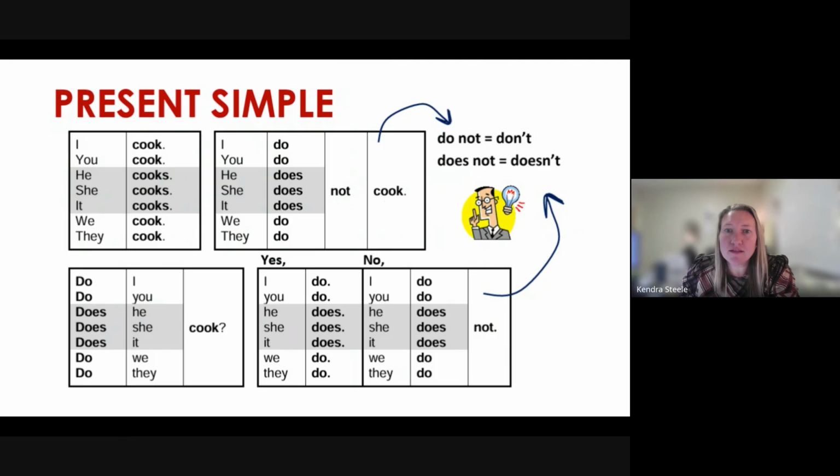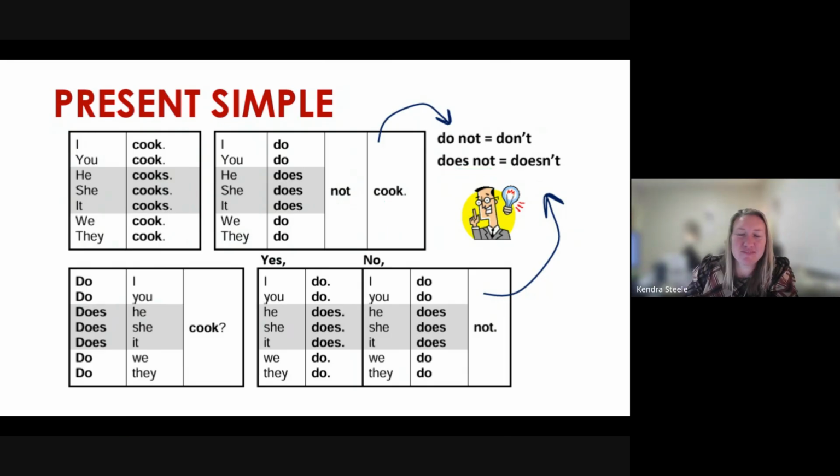I also want to explain that here, in speaking especially, people often use contractions. That's when we put two words together. So do not can become don't. I do not cook. I don't cook. They mean the same thing. Okay. He does not cook. He doesn't cook. They mean the same thing. Contractions are always a choice. You don't have to use them. If it's easier and better for you to say do not and does not, that is 100% perfect and good in English.